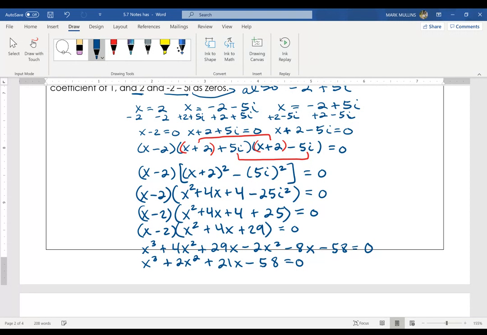And my last step would be to write this. It says write a polynomial function. So instead of equal to 0, I'm going to write f of x equals x cubed plus 2x squared plus 21x minus 58. And these are our 5-7 notes.